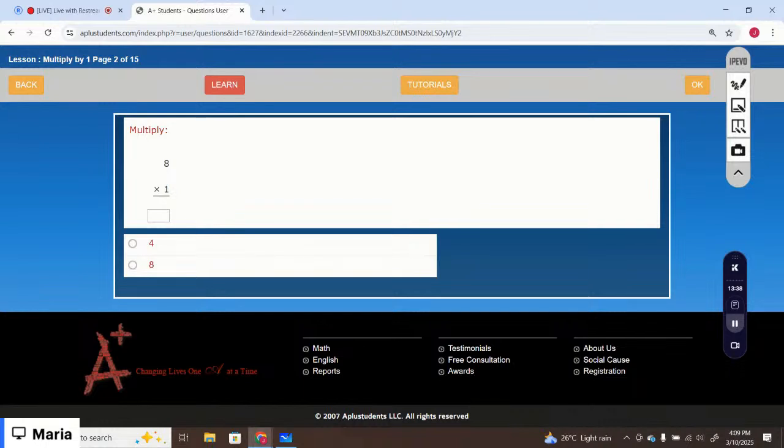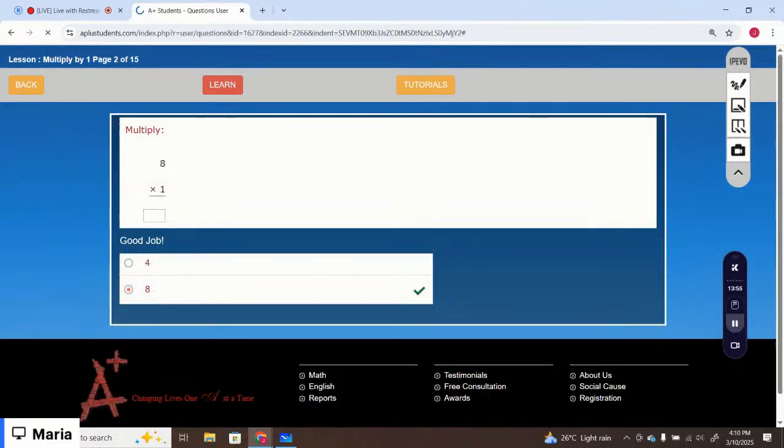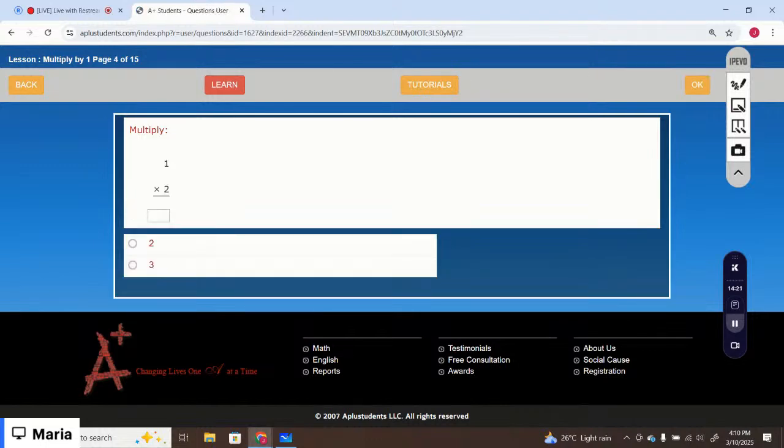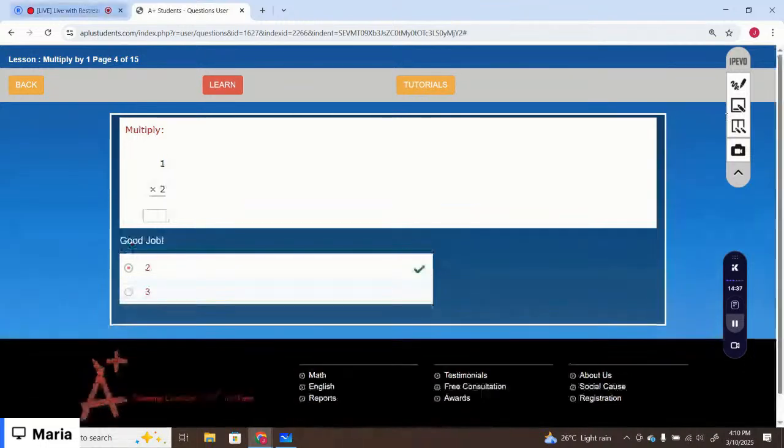8 times 1 is 8. Option number 2 is the correct option. 1 times 1 is 1, so option number 2 is the correct option. 1 times 2 equals 2. Option number 1 is the correct option.